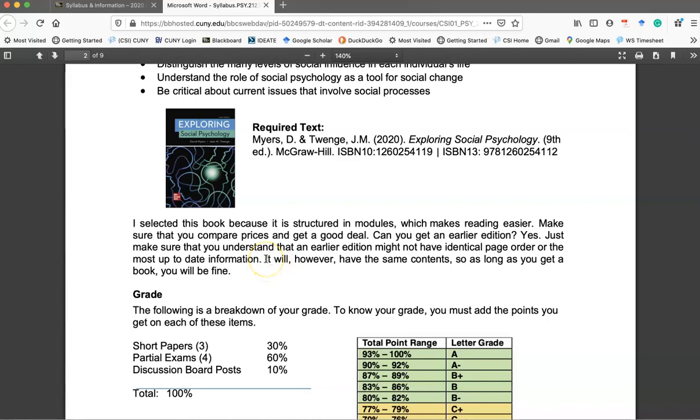But the fundamental concepts have not. So, as long as you get a book, you will be fine. Don't wing it without the book, I would say. Get an old book. Find something that suits you online.